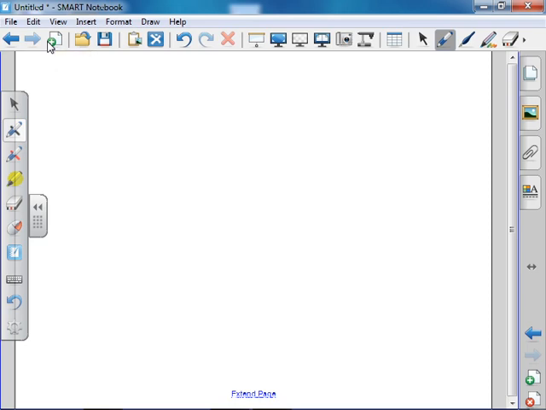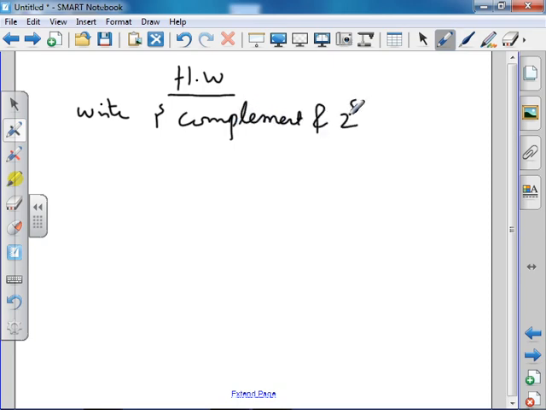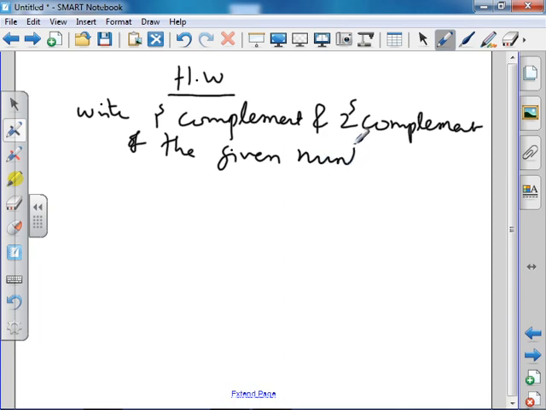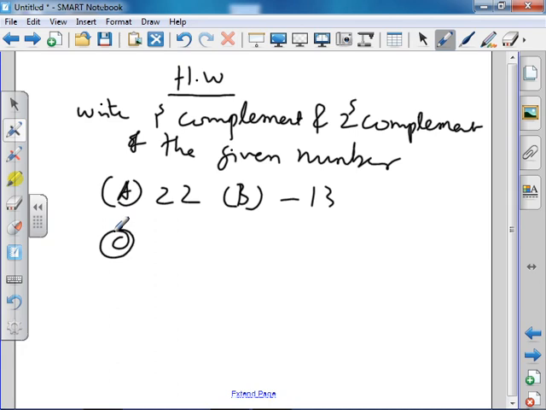So your homework: write the ones complement number and the twos complement number of the following decimal numbers: 22, minus 13, minus 65, minus 46.